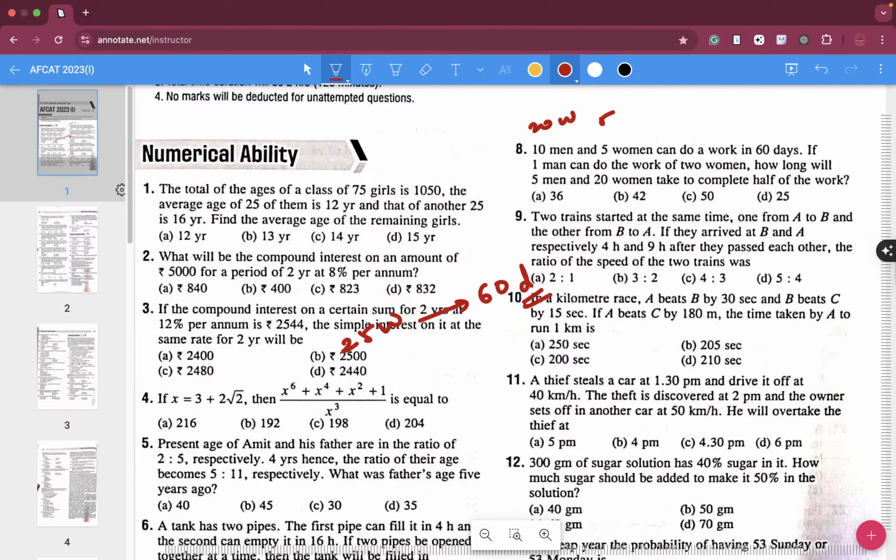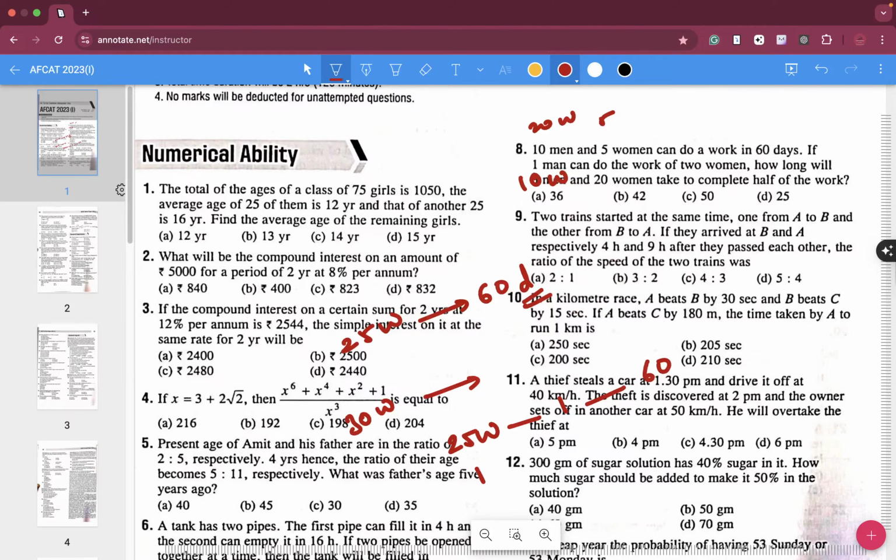So over here, how long will 5 men and 20 women take? 5 men means 10 women. So 30 women will do it. How much time will they take? Over here you have 25 women doing one work in 60 days. This is what you have.